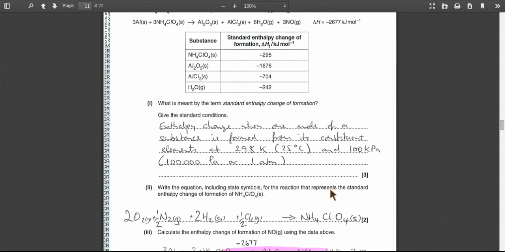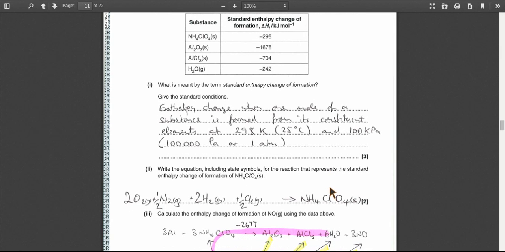Write the equation, including state symbols, for the reaction that represents the standard enthalpy change of formation of NH4ClO4 solid. So we've just said in our definition, it's the enthalpy change when 1 mole of a substance, so there's the substance formed, and the elements that would be used to make that would be O2, N2, H2, and Cl2. And of course they're all gases. And we must balance the equation for 1 mole of product formed. So it balances like that.